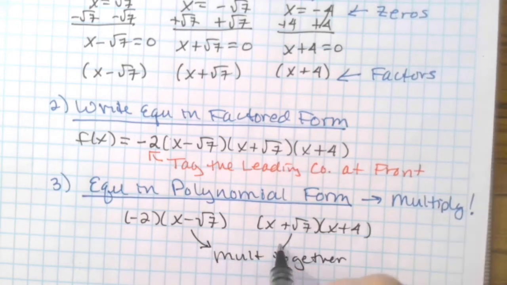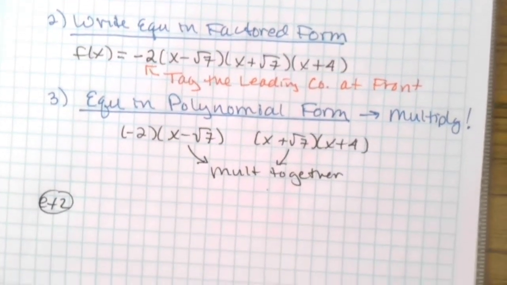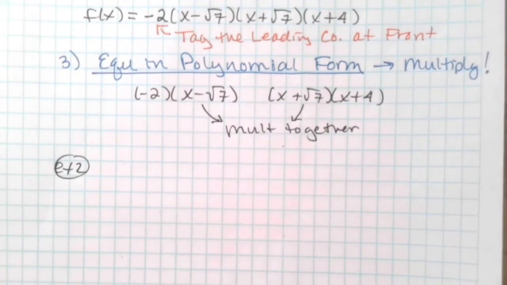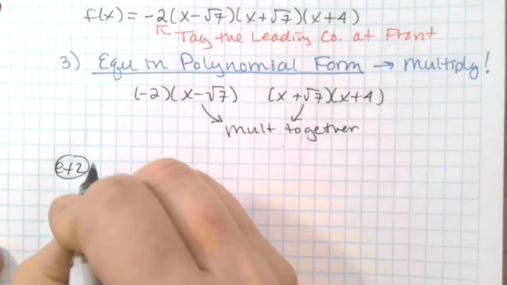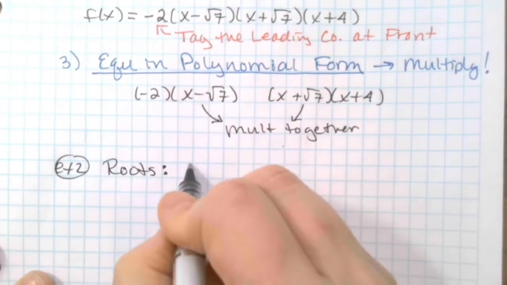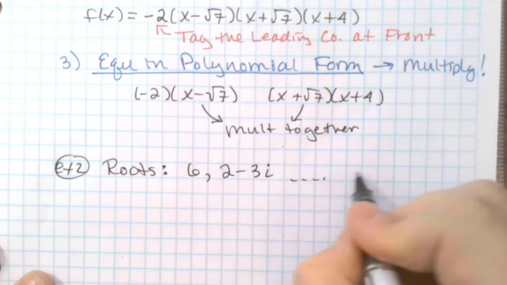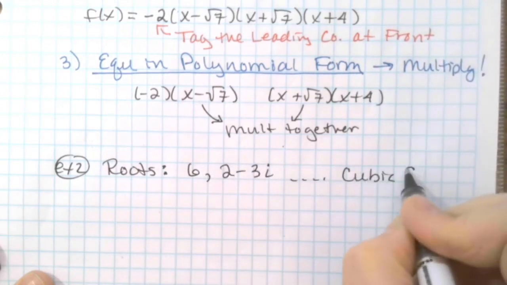Makes it go a little smoother. Okay, example 2. This is an example where they're going to give you the roots, but they're not going to give you all of them, and they expect you to figure out the missing roots. So let's say that the roots that they give you are 6 and 2 minus 3i, and you're supposed to write a cubic equation.